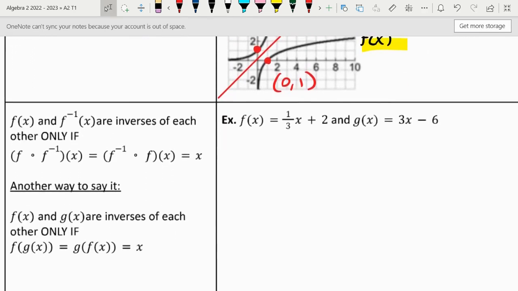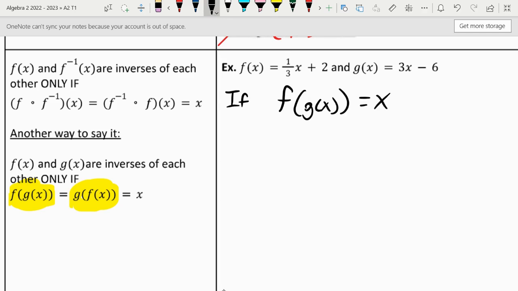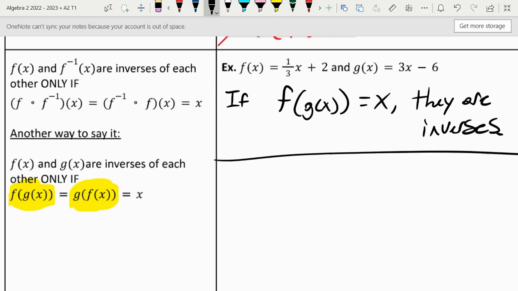To determine further if functions are inverses, we have a test. We can take f of g of x or g of f of x, otherwise saying we can compose the two functions. And if they give you x, then we know that they are inverses. Okay, so let me write that out here. If f of g of x equals x, they are inverses. So we're trying to answer yes or no.